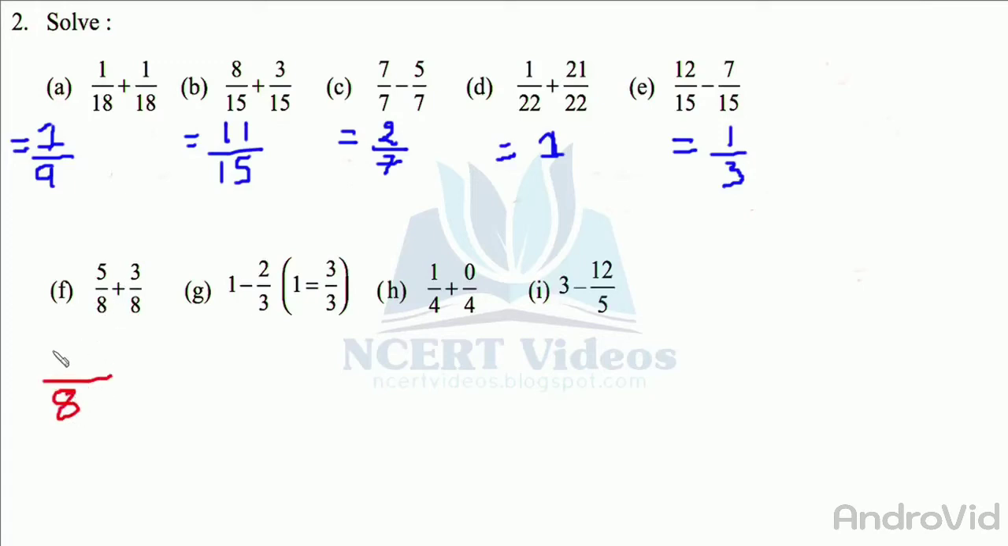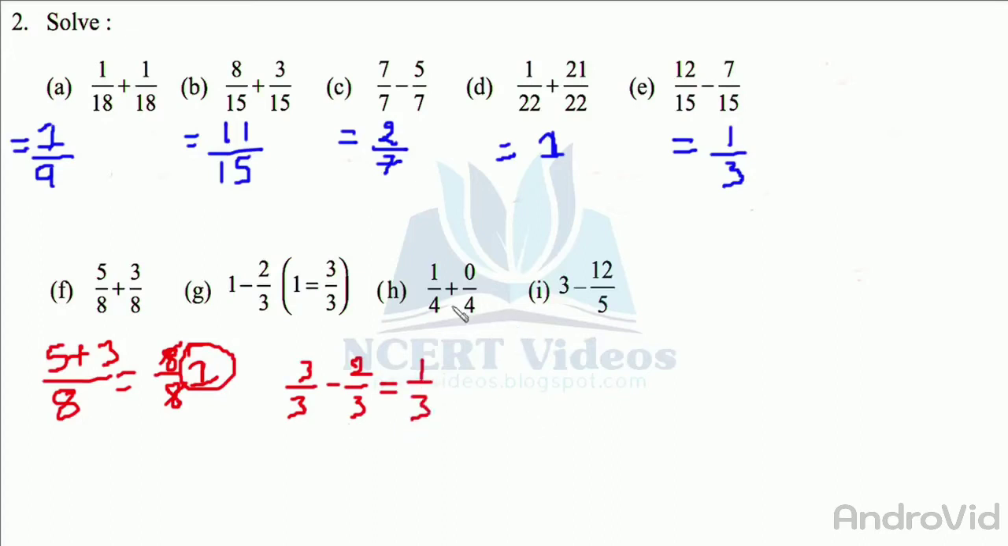F part. Again, the denominator is 8. Again, write the numerator as it is when denominators are the same. 5 plus 3 gives you how much? 8 over 8. That means 1 again, and you further reduce it. Then here is also the given problem as 3 over 3 minus 2 over 3. Because ultimately 3 over 3 would give you 1, so that gives 1 over 3.